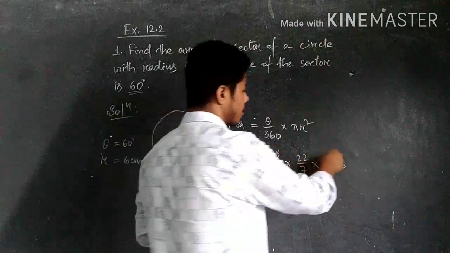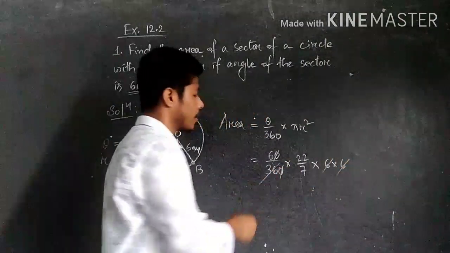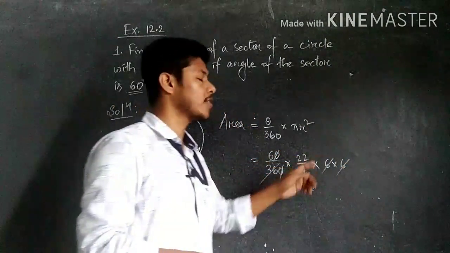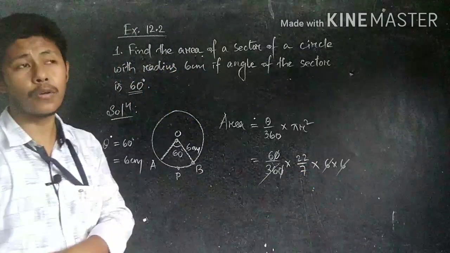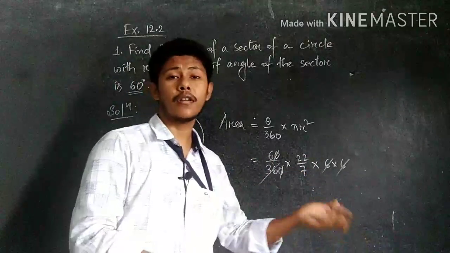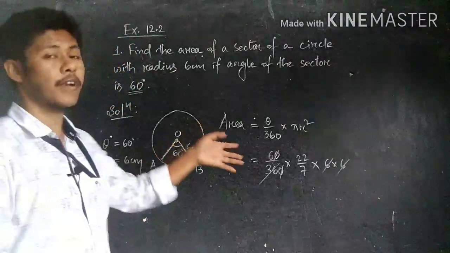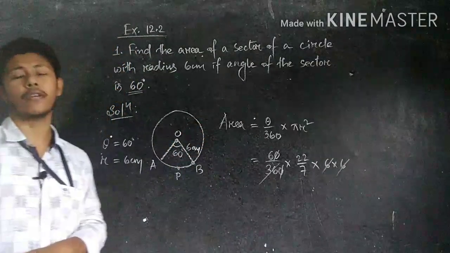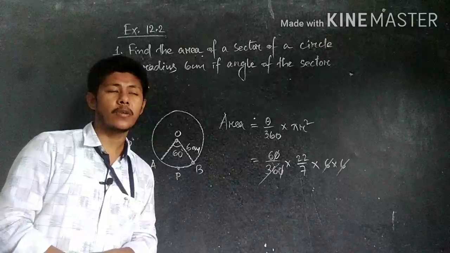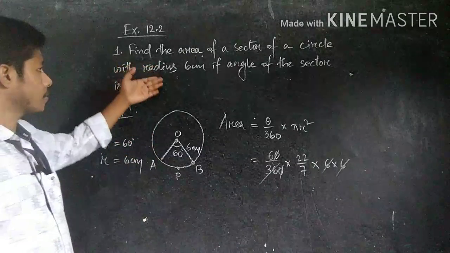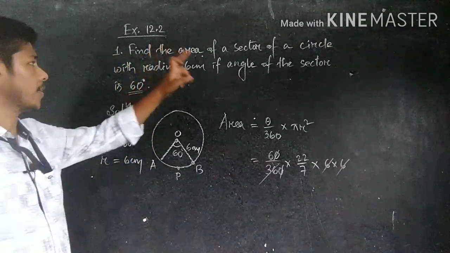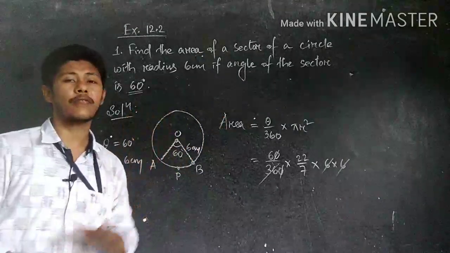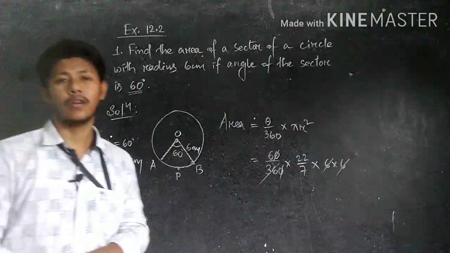So the 0 is cancelled, 6 into 6 is 36, so this cancels. If you multiply 22 with 6, we get 132 by 7 centimeter square. So easily we can find out the area of this sector in this way. Is it clear? Very simple question, just the radius and the angle are given, so easily we can find out the area of the sector.